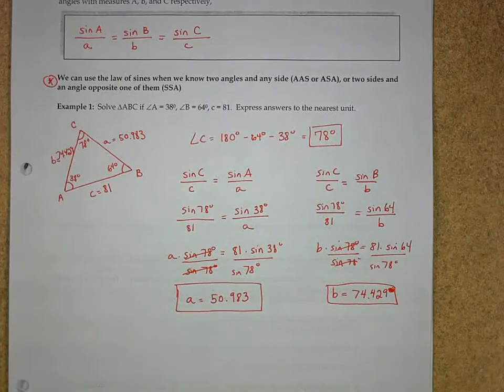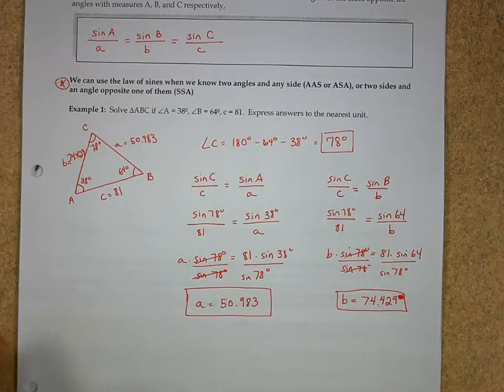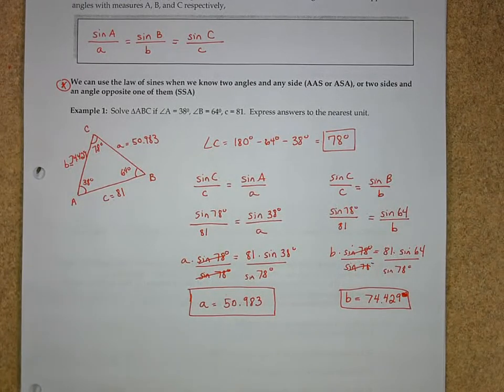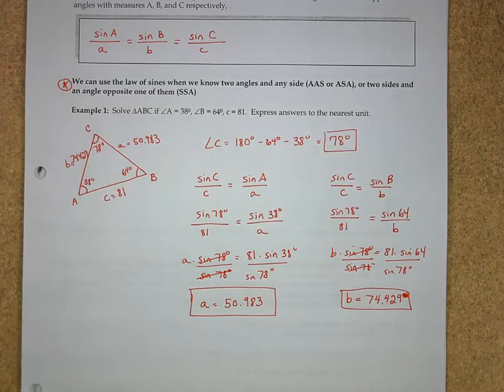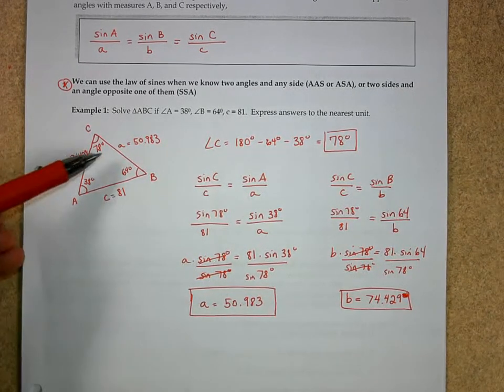74.429. Now, before we finish this problem and say we're done, let's just do a quick check to make sure we didn't mess up on anything. And we can do a quick check just by checking our angles and our sides. Remember, one of the rules from geometry for your triangles was that the smallest angle was across from the smallest side, the middle angle was across from the middle length side, and then the largest angle was across from the longest side. We should just do a quick check and make sure that lines up here.